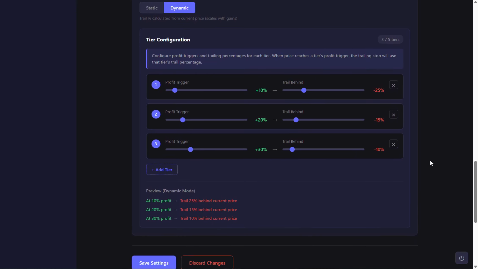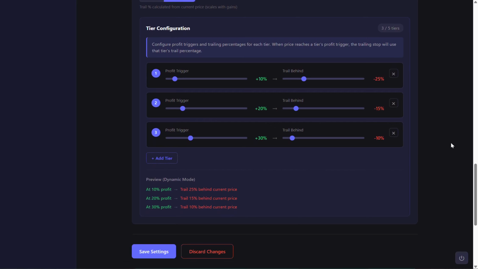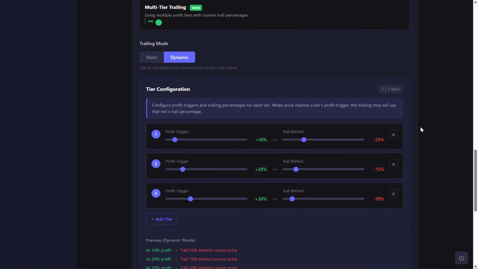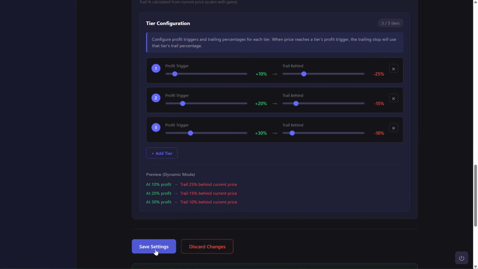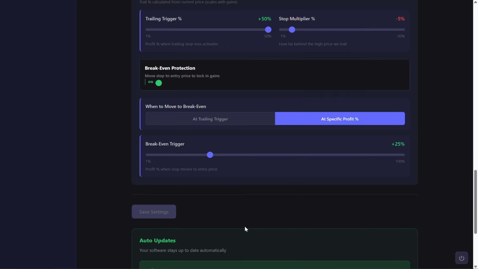Happy to help. Just a friendly reminder that after you're done changing anything in your settings, you want to hit the save button. That's the only way that it's going to change, okay? Or if you don't want to do anything, discard changes, boom, and you're back to wherever you started.